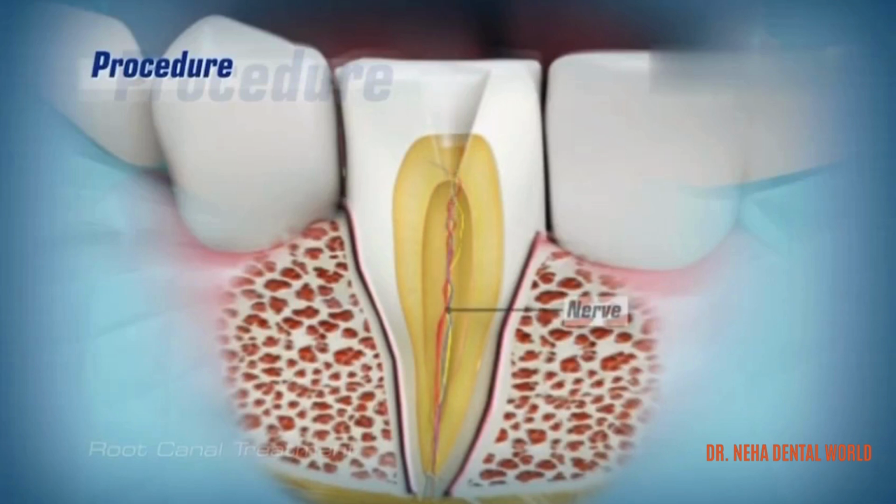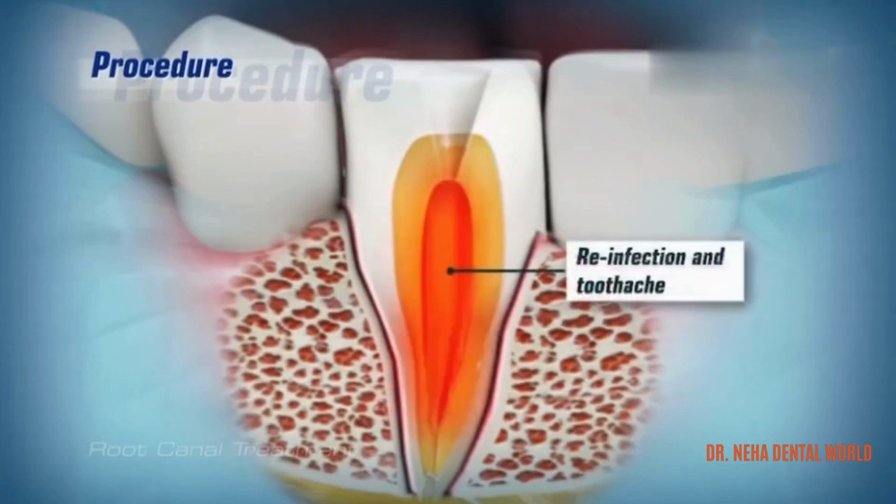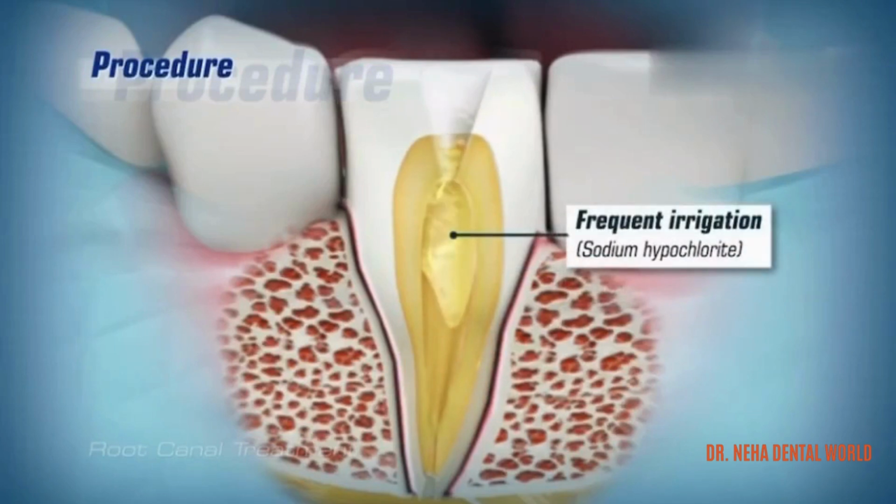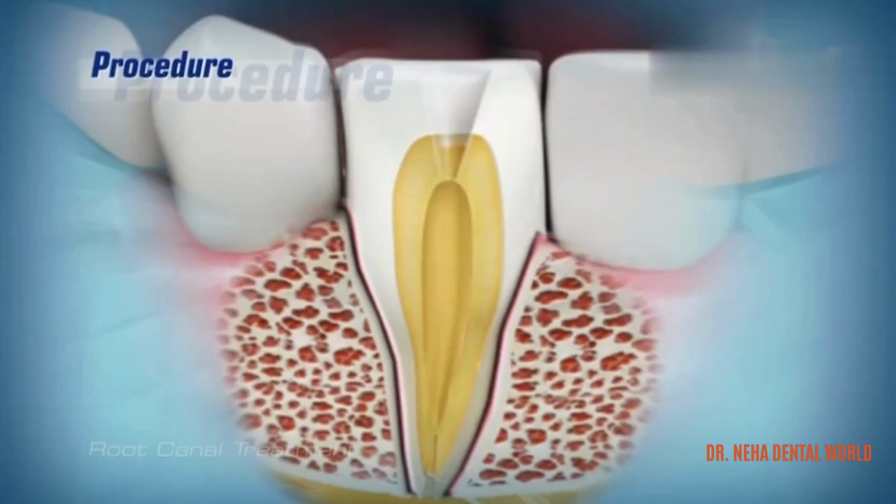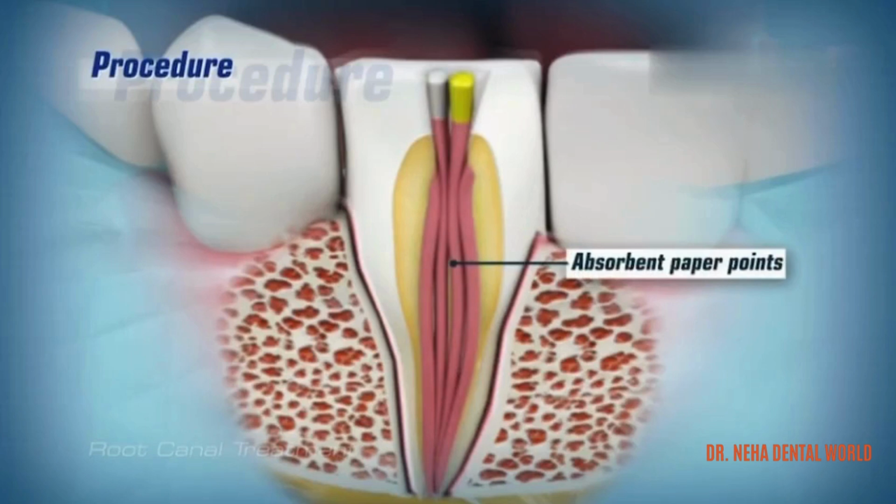It is necessary to remove the entire nerve in order to prevent reinfection and toothache after the procedure. Frequent irrigation of the root canals is done using sodium hypochlorite to flush away the debris. Once the entire tooth is completely cleaned, it is dried with tiny, absorbent paper points.